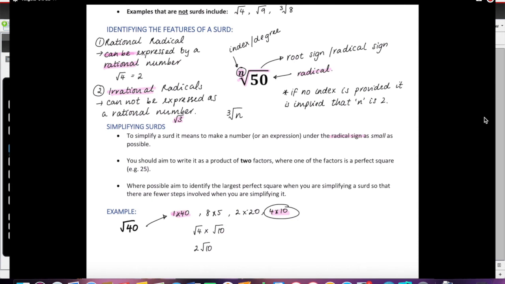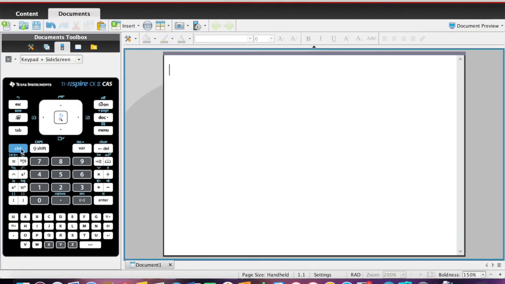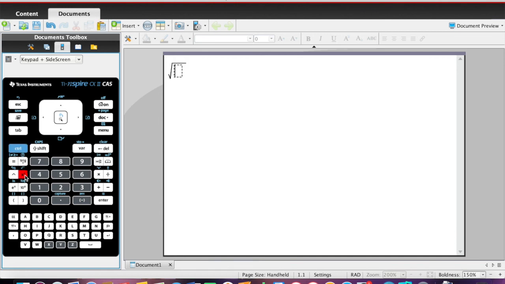as your final answer. Now, if you want to use your CAS to help you verify that your answers are correct, I strongly encourage you to do that. I would suggest that you go to your calculator, click the control button and then the button with x to the power of 2, and that will give you the root sign. Remember I said where there's no index provided, it's implied that n is 2, or our index or degree is 2. So in this case, we don't have to worry about anything else. I'm just going to write 40 under the root sign and then click enter.